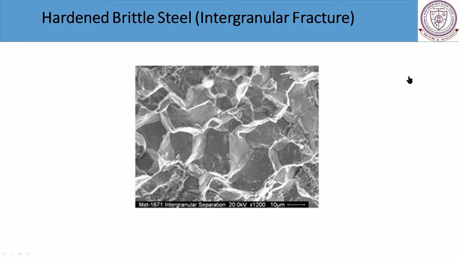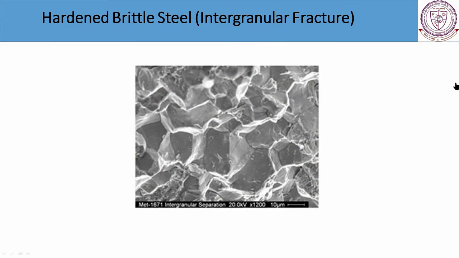In the next slide, this is the material that has failed under stress in a manner that a lot of intergranular fracture is there. See, I have told you that whenever you use a scanning electron microscope, the microstructure is going to show you the shape, size and distribution of various phases. It has grains, it has grain boundaries. So it is trying to fail across the grain, that you are able to see.